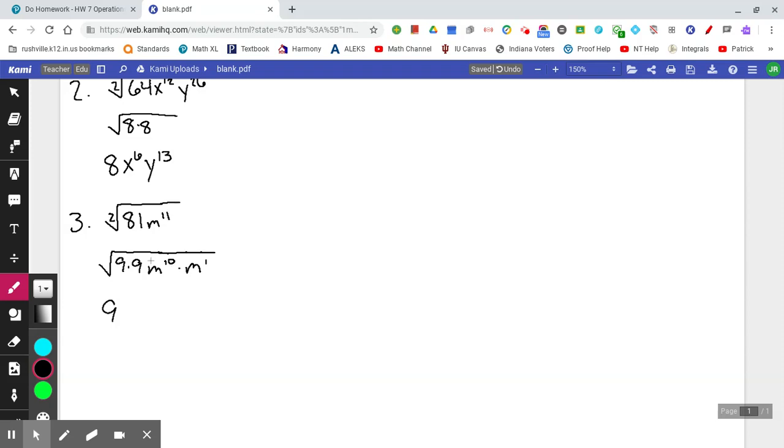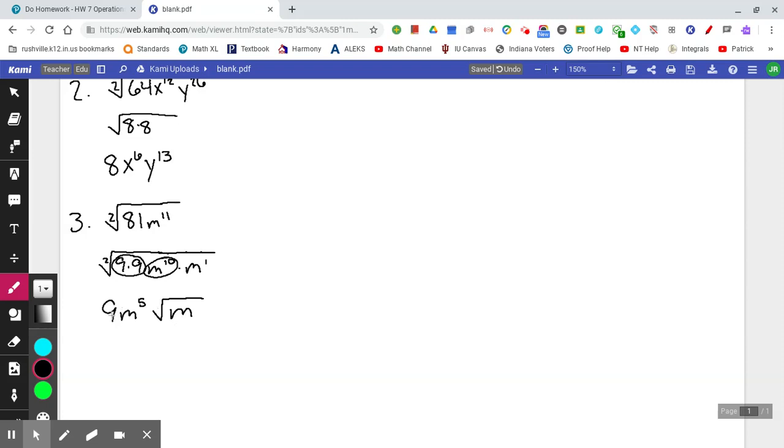So m to the 10th, if I'm taking the square root of that, it means I'm going to have m to the 5th power, because 10 divided by 2, I'd have 5 groups of 2 m's. So I have perfect squares, but what I don't have is m to the 1st, and taking the square root of it, that's not going to simplify, which means that one m is going to stay underneath my radical. So my final answer is going to be 9m to the 5th, and then the square root of m. Now, it's very important to be careful on this.